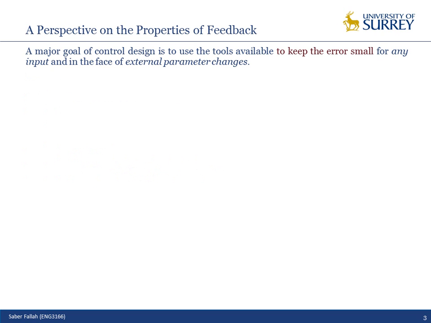Okay, so for the feedback system, all of us know that it has some advantages. As a major goal or objective of control design, we can say that we can use control design as a tool to keep the error small. What's the error? In any type of dynamic system, we have one output and we have one desired input.